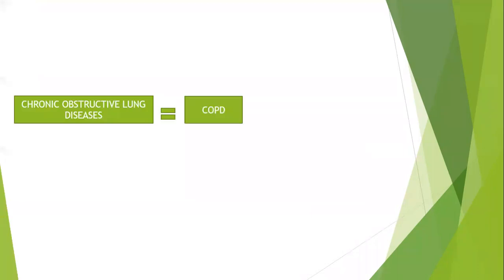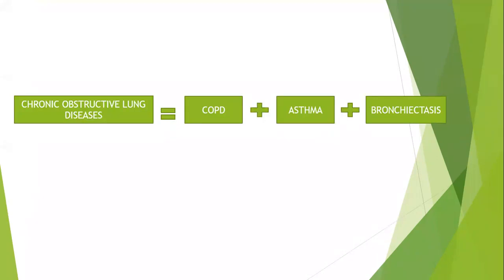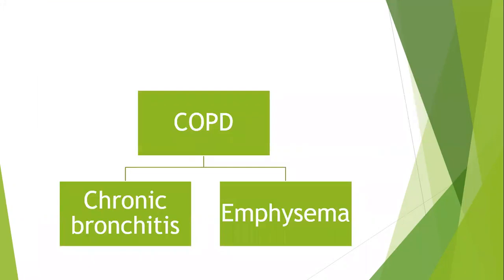Okay, so chronic obstructive lung diseases usually include COPD, asthma, and bronchitis. COPD consists of two entities, chronic bronchitis and emphysema.